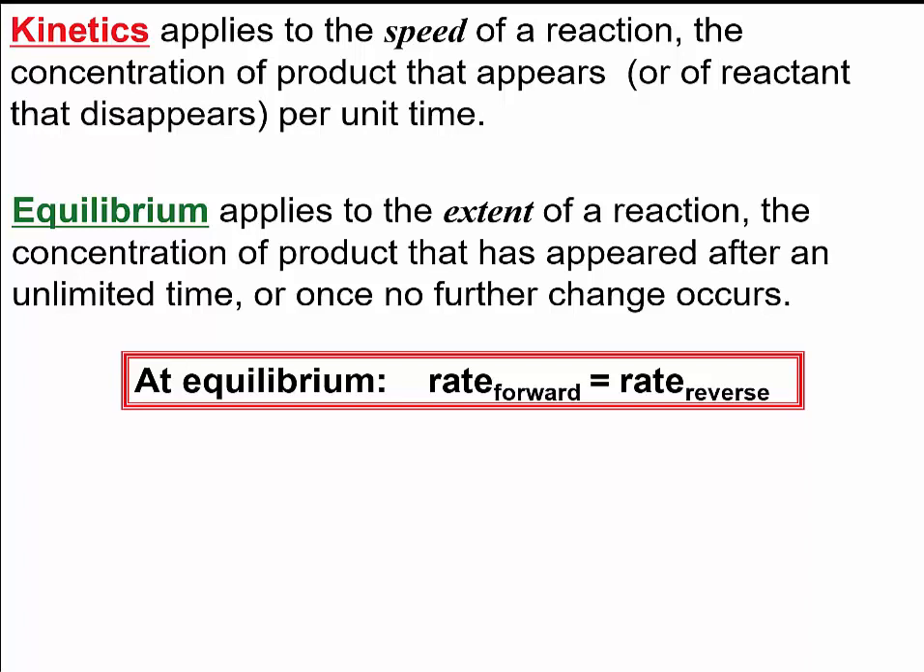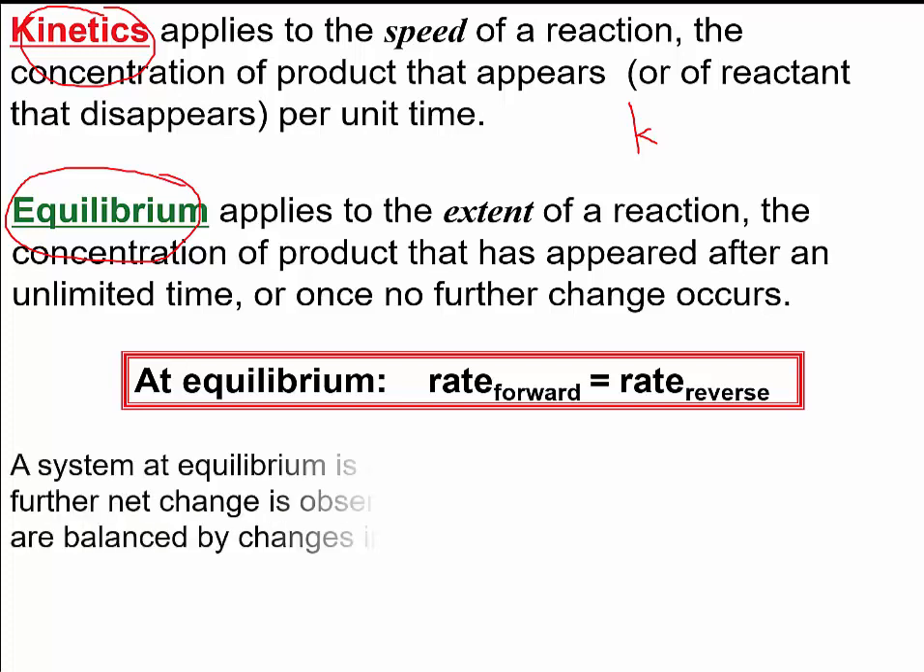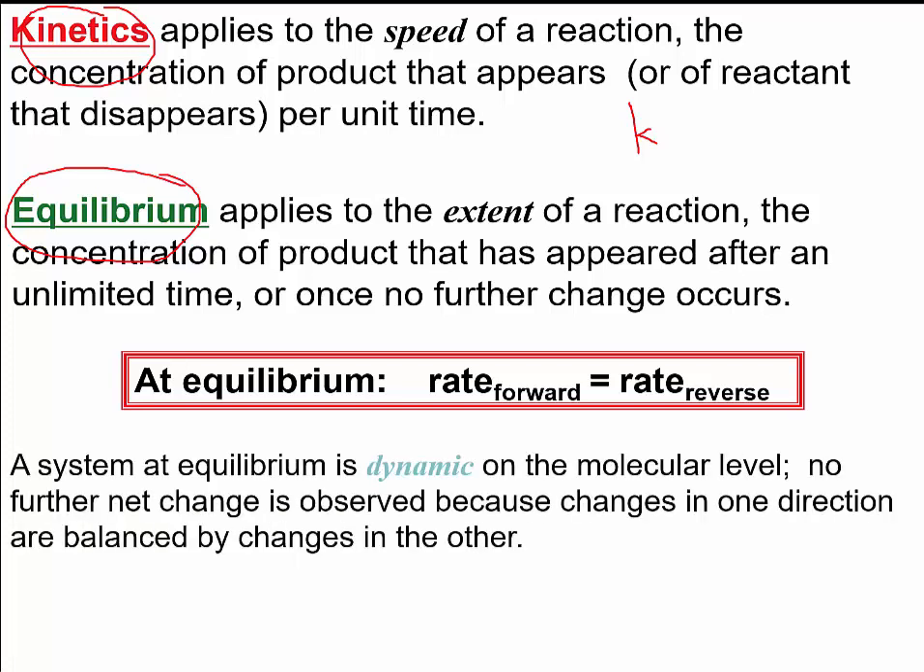Equilibrium is going to shift as kinetics shift. We're going to see some of these equilibrium conditions be very temperature dependent, just like we saw how our values for little k were temperature dependent. And so we'll tie that back into our energy. This class is all about energy. Our system is in dynamic equilibrium on the molecular level when no further net change is observable because the changes in one direction are balanced out by the changes in the other.